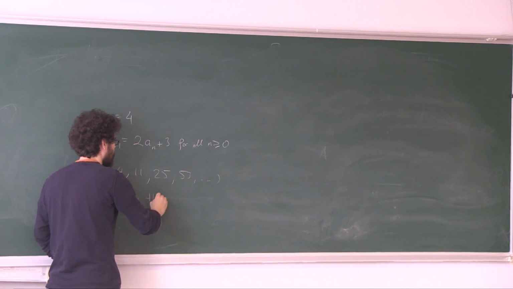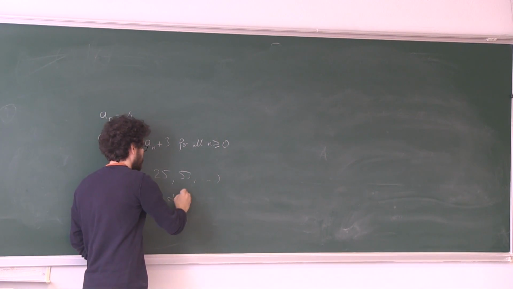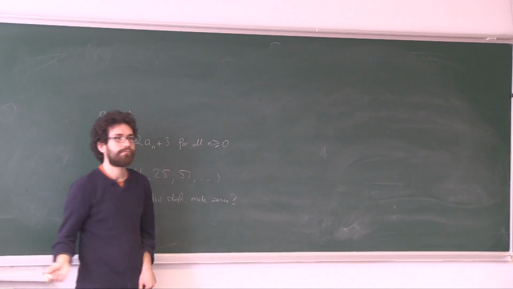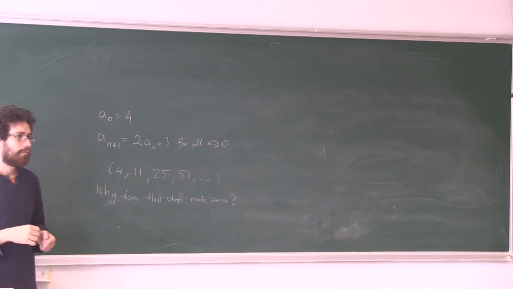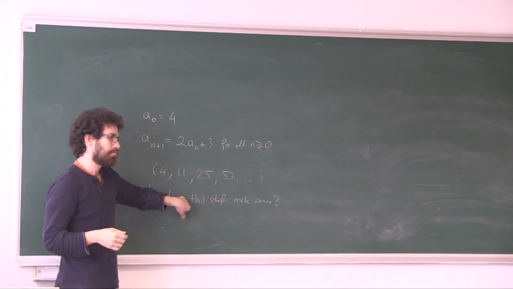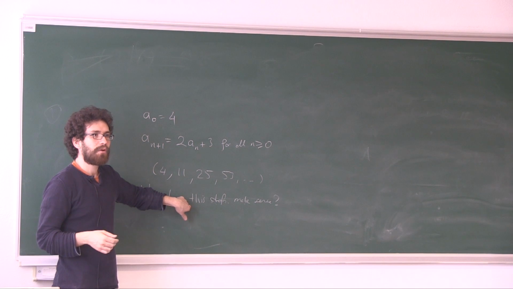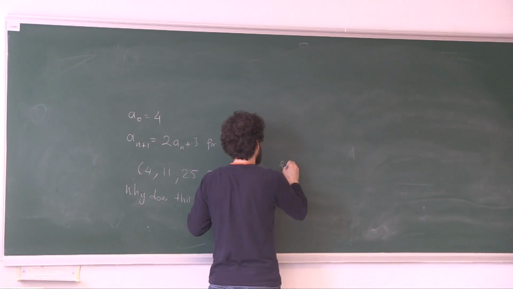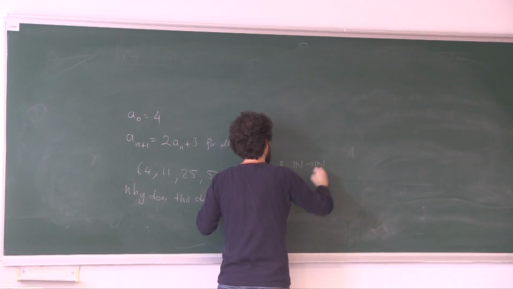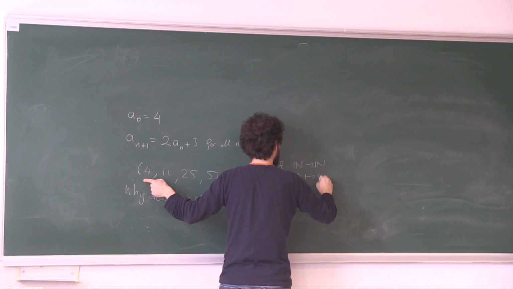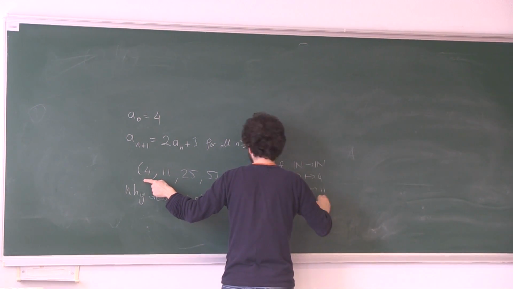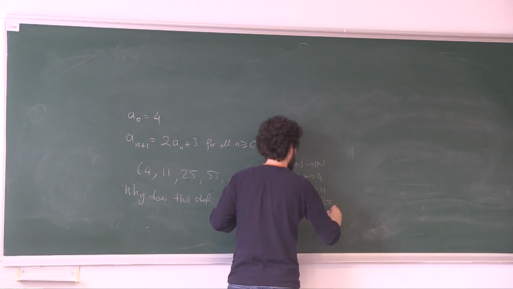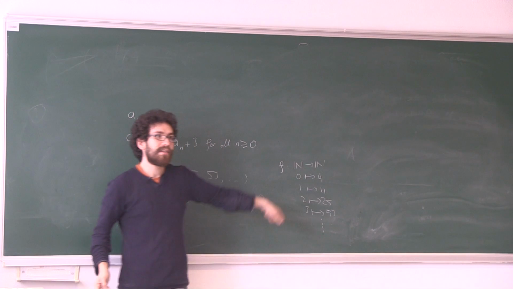Why does this definition make sense? And by why does this make sense, I'm actually asking the following question. What is this? This is supposed to be a function from natural numbers to natural numbers, sending 0 to 4, 1 to 11, 2 to 25, 3 to 53. Why does this function exist?